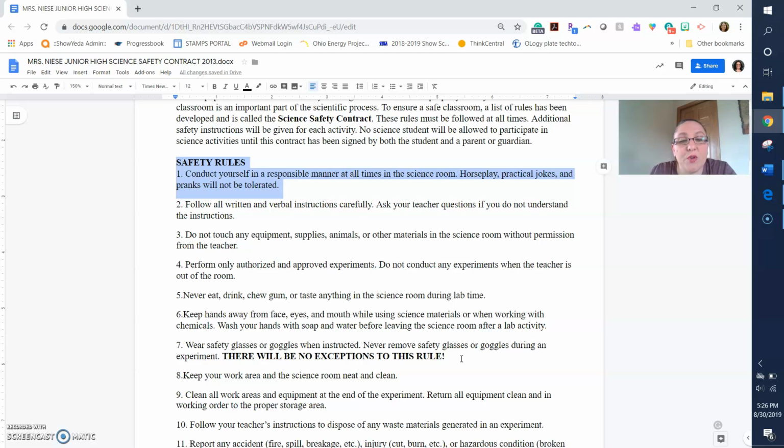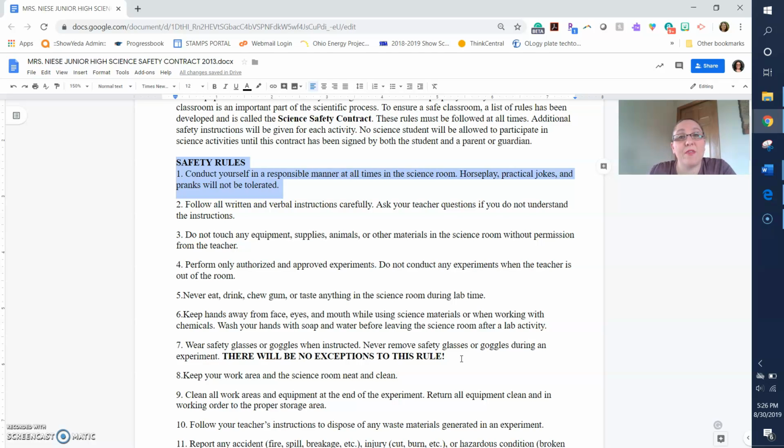Never eat, drink, chew gum, or taste anything in the science classroom during lab time. This is a regular classroom, and it is a science lab at times. You are allowed drinks in here, preferably water, and periodically you can have a snack, although I would ask permission before snacking, and you don't just snack all the time without permission.